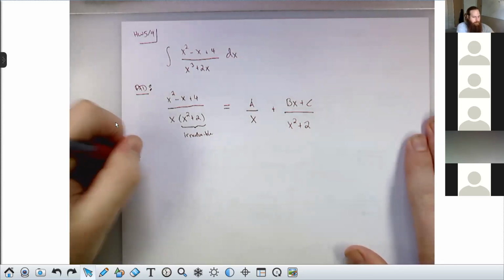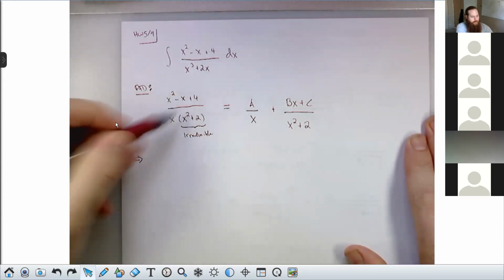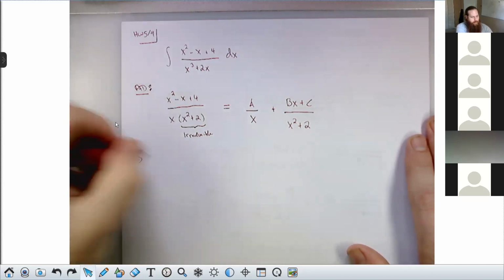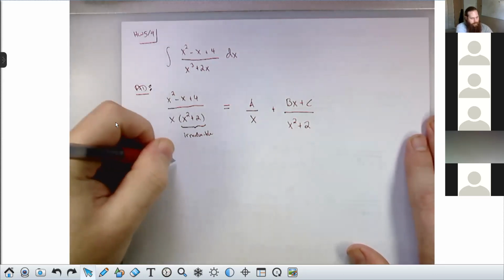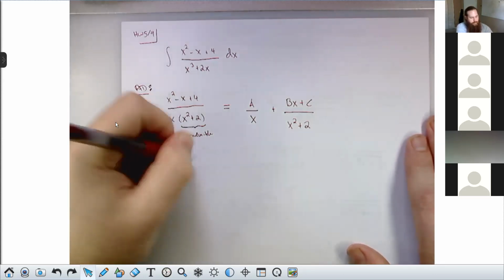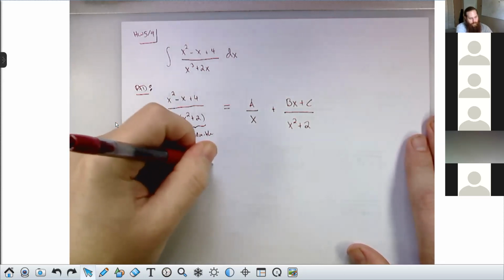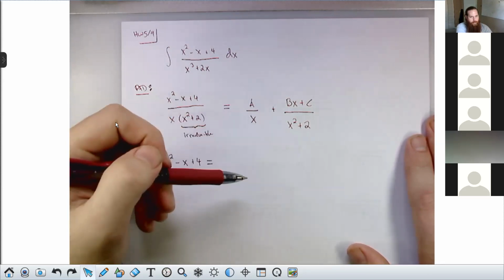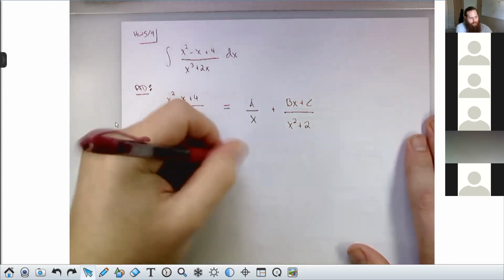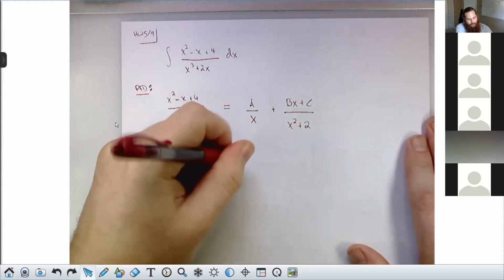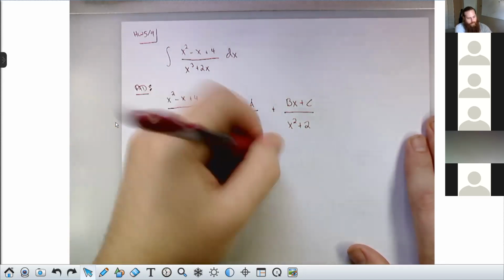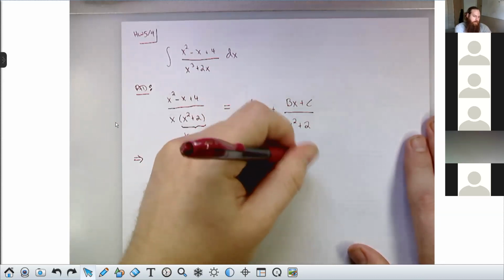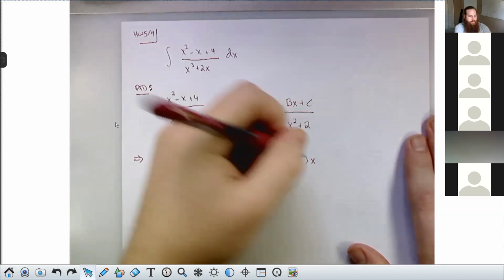My next step is to clear out the denominators. I multiply everything by x times x squared plus 2. The left-hand side is x squared minus x plus 4. The right-hand side, when I multiply this by x times x squared plus 2, the x's will cancel, so I'll just get a times x squared plus 2, plus here I'll have parentheses bx plus c times x.